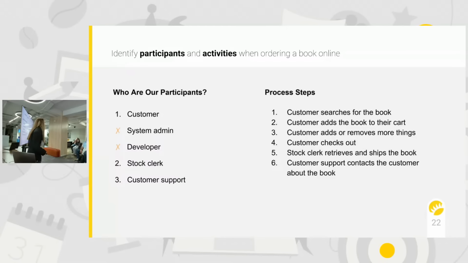Let's see what the process is. So it's simple. Customer searches for the book. Imagine you just open a mobile app or web app, and you search for the book, and if you like the book, you add this book to the cart, and you can add more or remove books from the cart, and you check out, and the stock clerk then retrieves and ships the book, and customer support contacts the customer about the book if, for example, shipment is delayed.